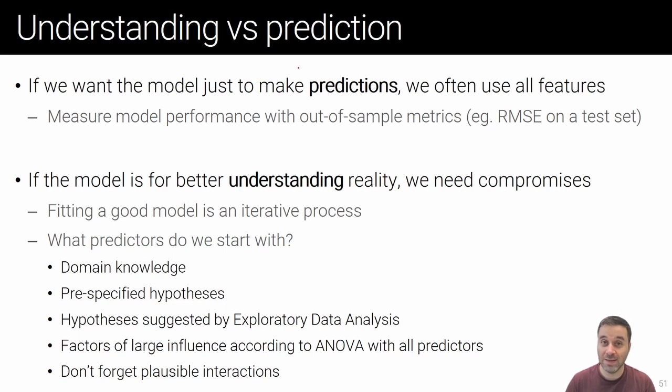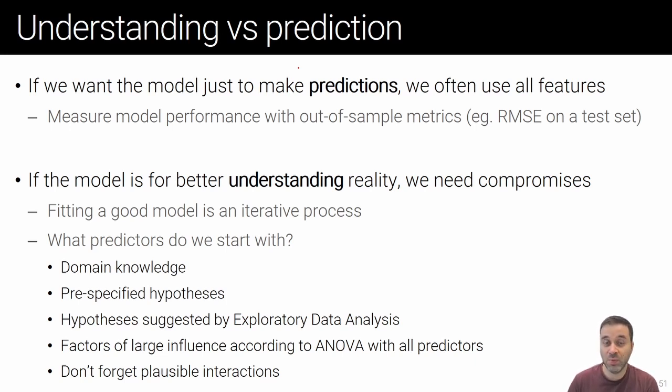And so fitting a good model is actually an iterative process. It's not just a one-time thing. It's something that we should iterate on. And the question is, what predictors do we start with? How many variables do we include in the model, and which variables? Well, first of all, we have to consider domain knowledge. If we have a certain understanding of the problem we're dealing with, and we know that a certain factor is definitely related to the response, or should be, then we should include that in the model. Or if we know by theory that certain things are related to each other, we should include them in the model, even if it looks like they are not related in our data.